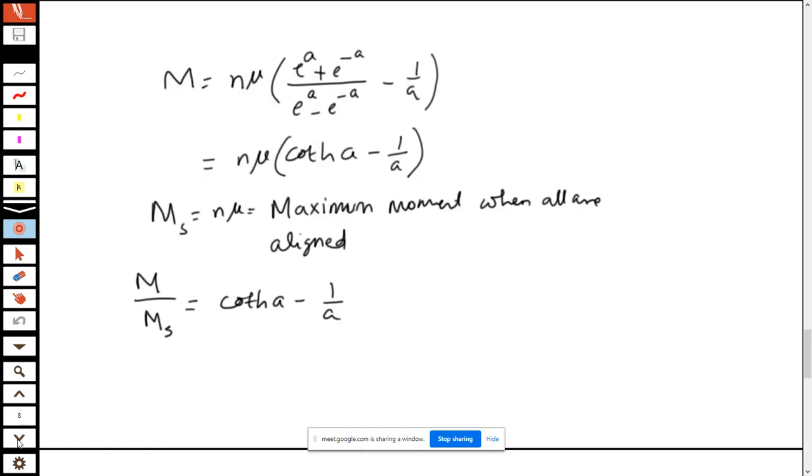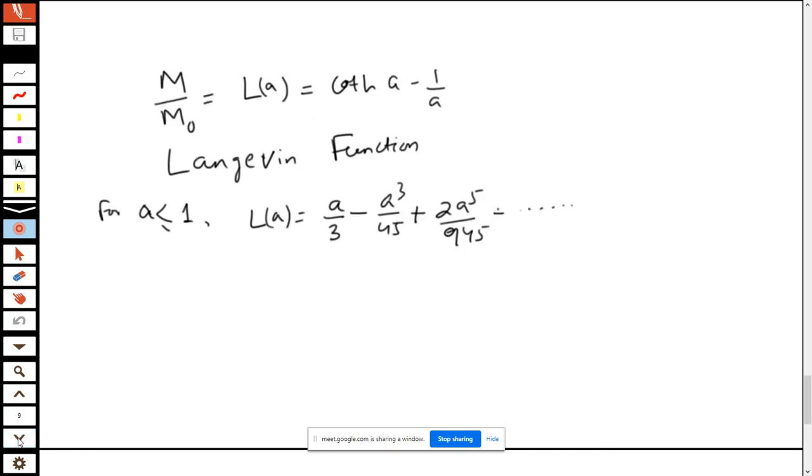And finally, if you do the simplified thing, what you obtain is this equation. This M by Ms will be equal to coth, a hyperbolic function of this form. So you need not solve the whole equation or the integral. This is the final result you will get. This has a special name: this function L is called a Langevin function, which is given by this.